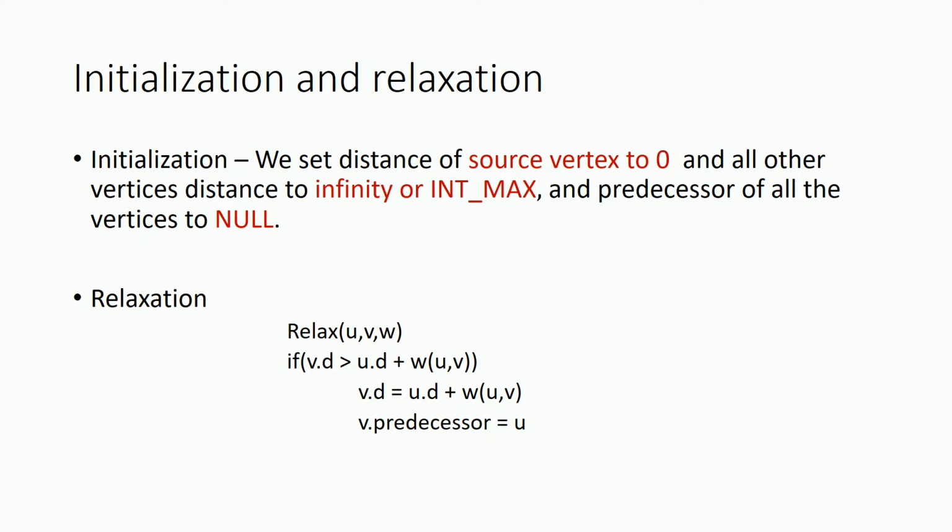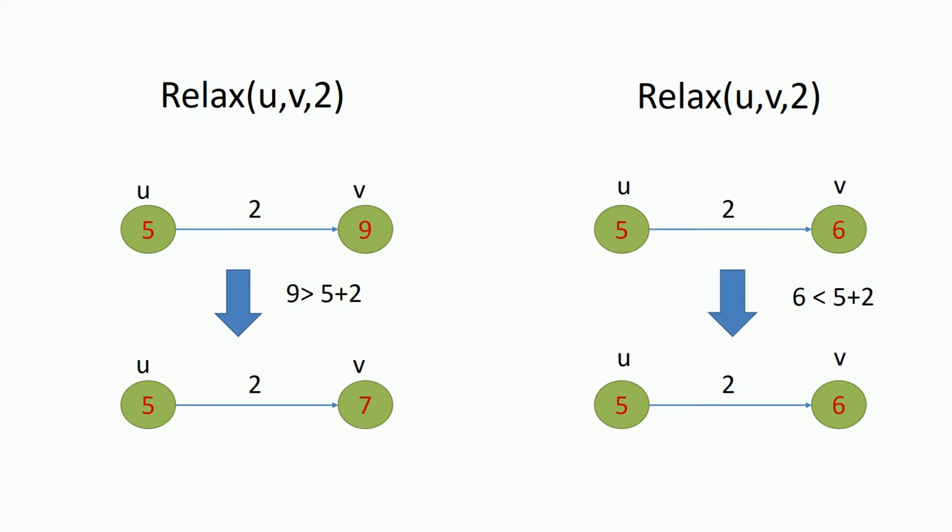The second step is called relaxation of an edge. For that, we pass the start vertex of the edge, which we call u, the end vertex of the edge, which is called v, and the weight of that particular edge to a function called relax. Now here, if the end vertex distance is greater than the start vertex distance plus weight, then we are going to modify the end vertex distance to the start vertex distance plus weight, and we are going to set the end vertex predecessor to the start vertex.